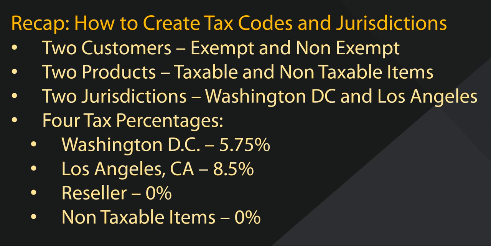Our example included a non-exempt customer code for customers, which means they will have to pay their state sales tax on any taxable items purchased. Additionally, we created a reseller category for customers who don't need to pay any taxes. For product tax codes, we created tax codes for both taxable and non-taxable items.